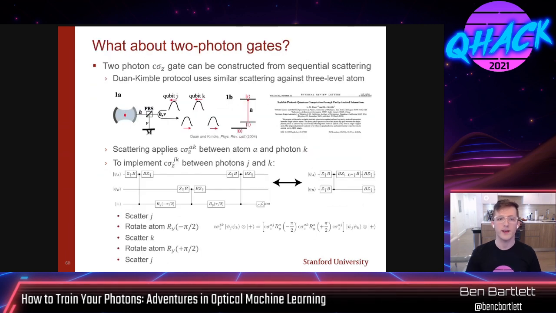So we can do single qubit gates, but what about 2 photon gates? And the answer here is also yes. In fact, the well-known Duan-Kimble protocol uses a similar system of scattering against the 3-level atom to implement a CZ gate between 2 different photons, and we can just directly use that here.